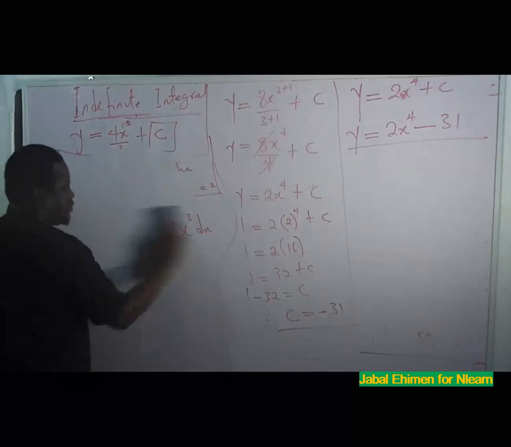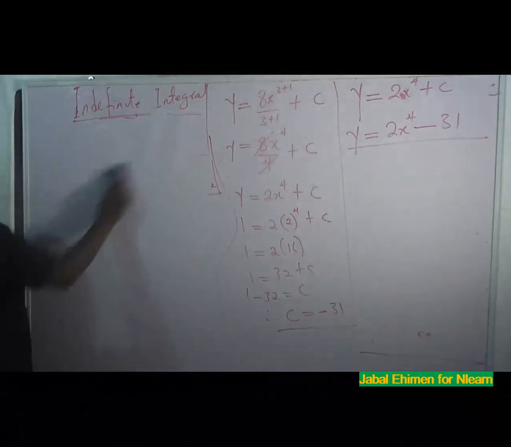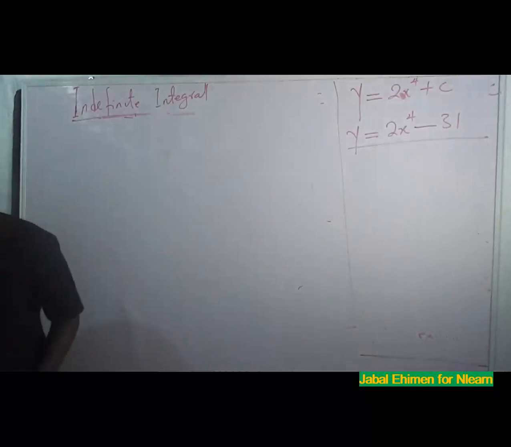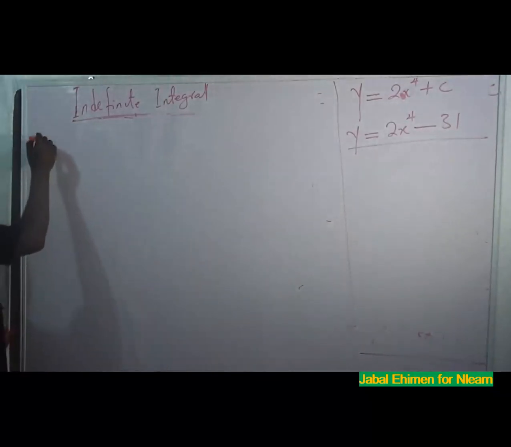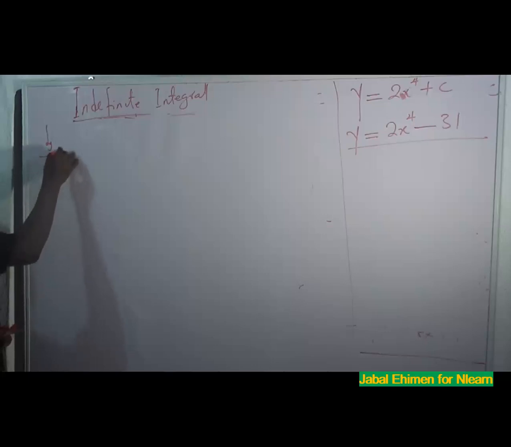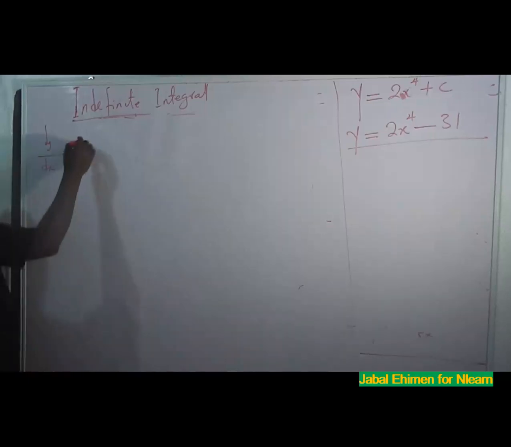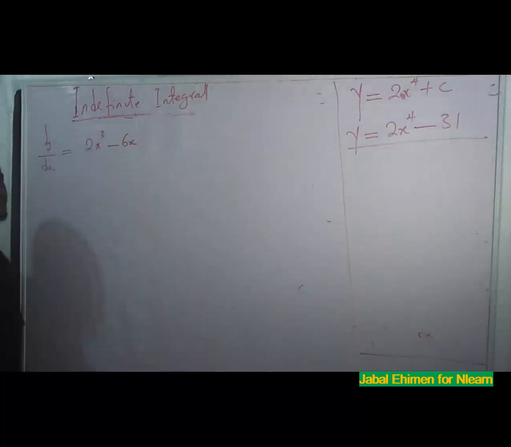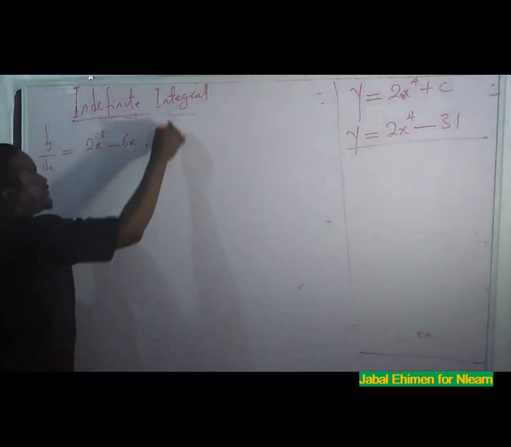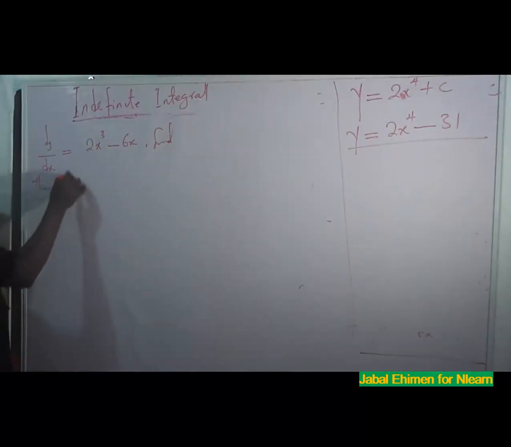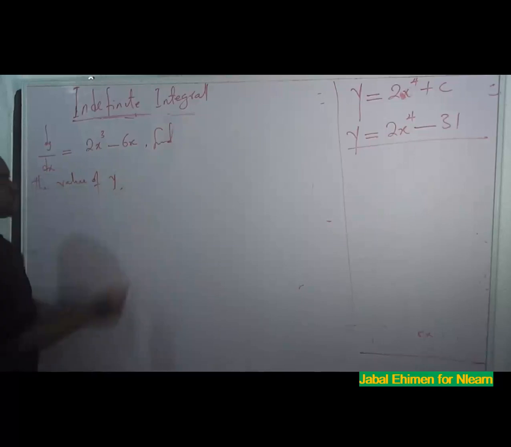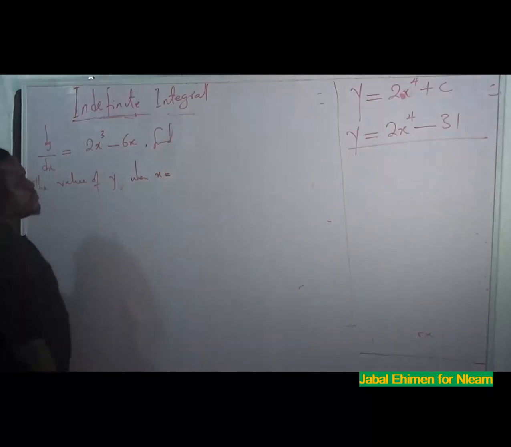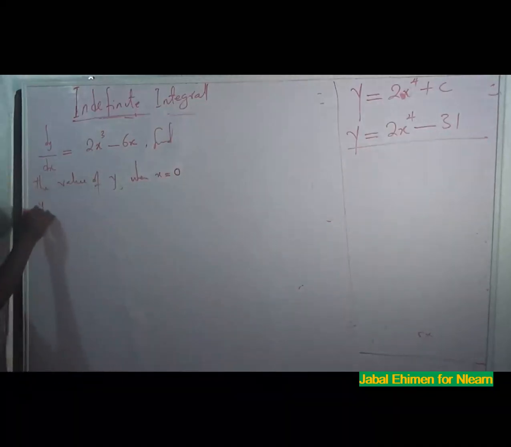Now, if, for example, you have another value in rotational system, and you are told that dy over dx is equal to, probably you're told that it is equal to 2x raised to the power 3 minus 6x. Maybe I told this. And you are now asked to find the value of y, when x is, maybe probably, x is 0 and y is minus 1.